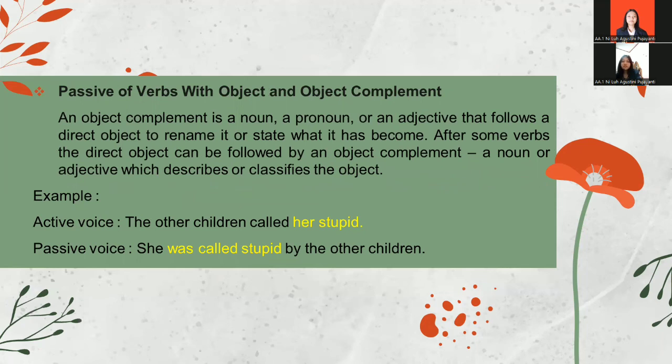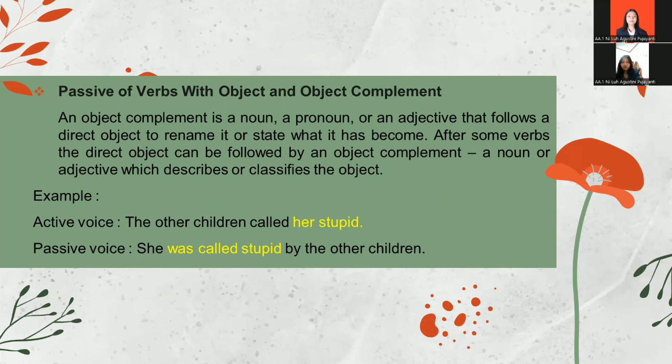And next, passive of verbs with object and object complement. An object complement is a noun, a pronoun, or an adjective that follows a direct object to rename it or state what it has become. After some verbs, the direct object can be followed by an object complement, a noun or adjective which describes or classifies the object. When these clauses are made passive, these object complements become subject complements. They come after the verb.